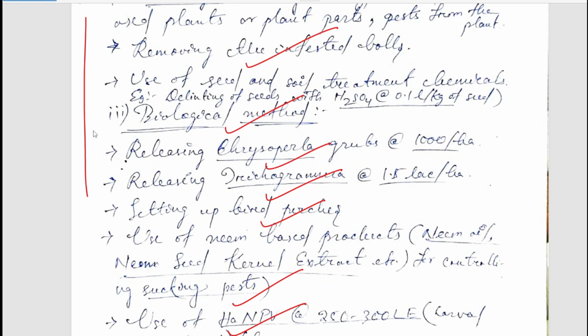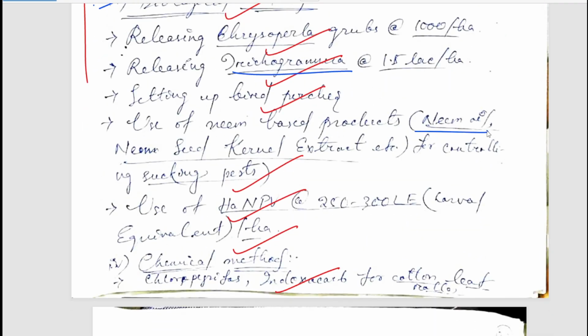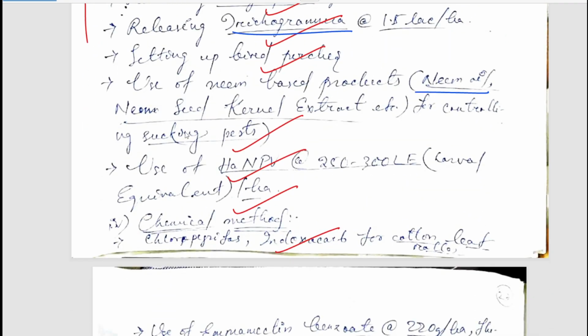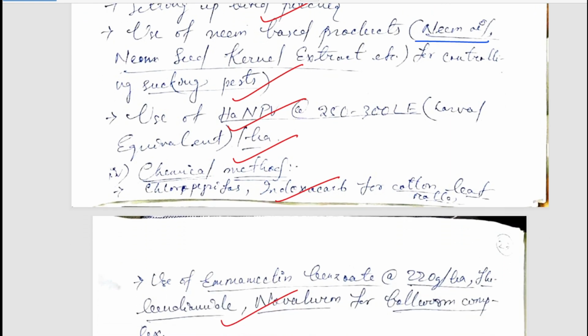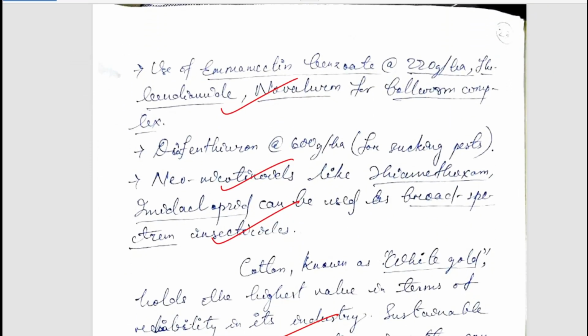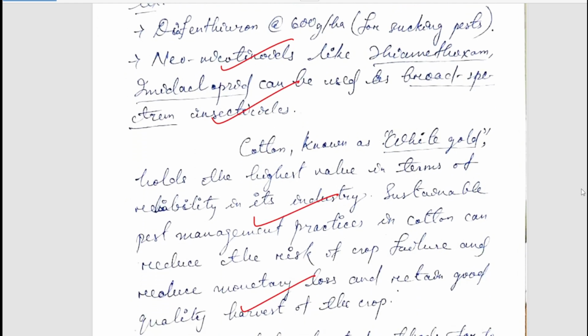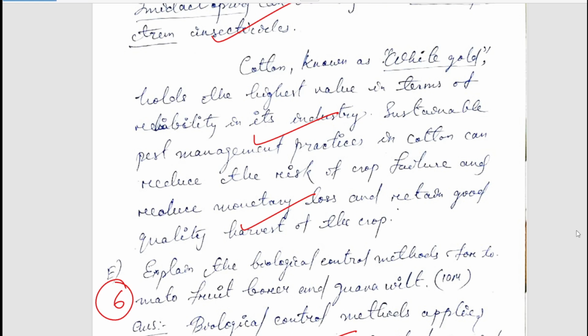Biological methods, use of trichogramma, that can also be used. Neem oil can be used. So I think all the things have been well mentioned. You can simply pause and read it if you want to. Various types of chemicals you can see have been mentioned. Now let's move to the next question.